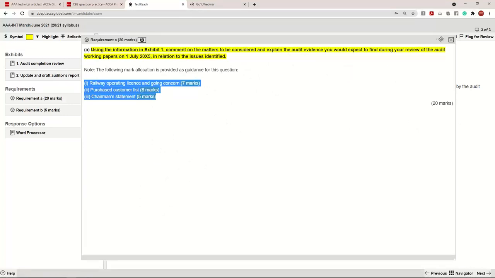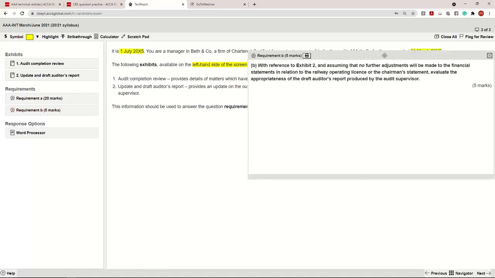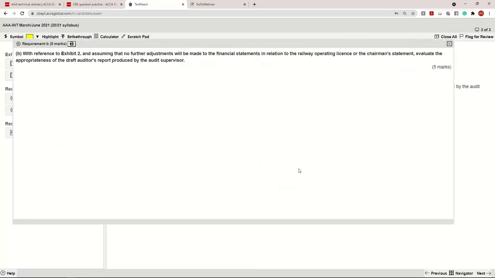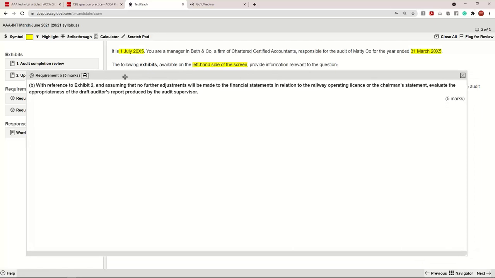Back to the practice platform. Can you see the second requirement on your screen for 5 marks? Just 5 marks? With reference to Exhibit 2. Now, is this requirement in relation to Exhibit 2? So should we be looking at the Exhibit 1 now? No. With reference to Exhibit 2 and assuming that no further adjustments will be made to the financial statement in relation to the railway operating license or to the chairman's statement. Evaluate the appropriateness of the draft audit report produced by the supervisor.